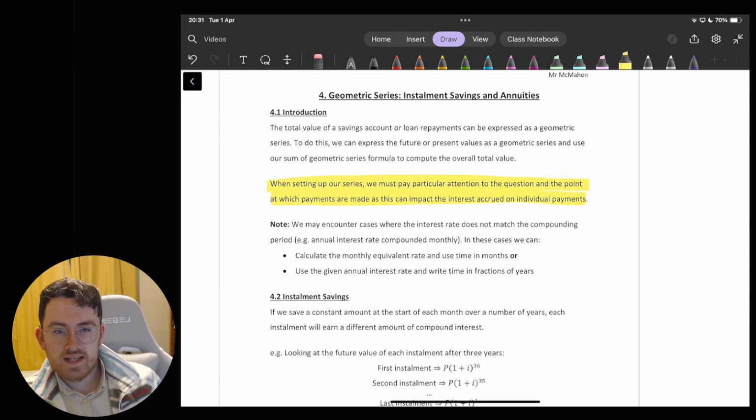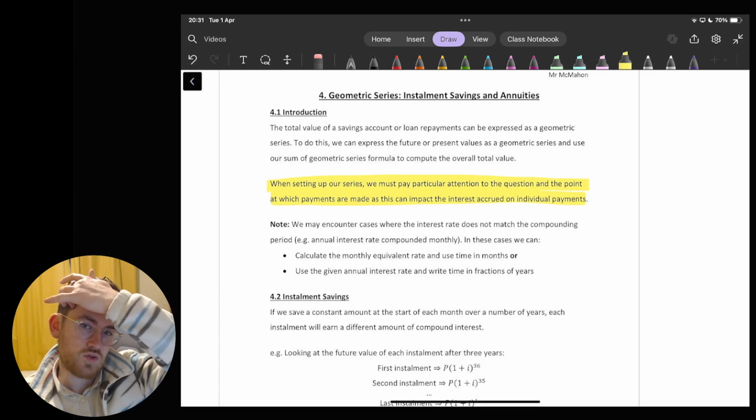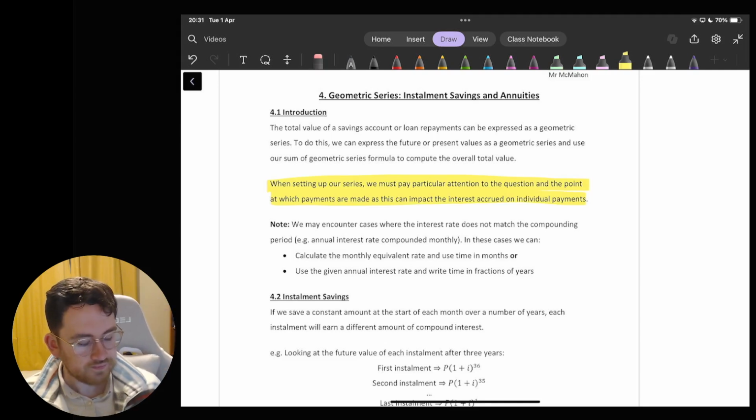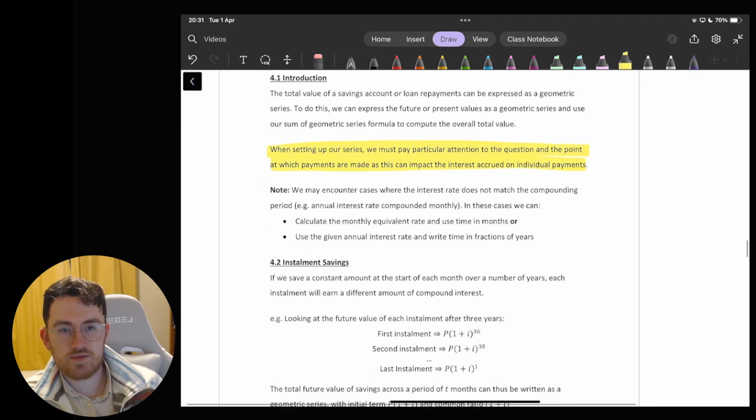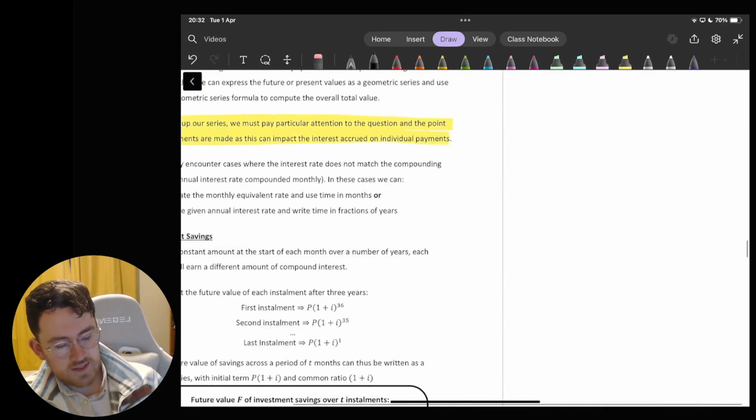The other place we look at is the monthly equivalent rate and all of these things that we've already looked at in previous sections, and how we can use all of those together now. So in terms of installment savings, say we're saving a constant amount at the start of each month over a number of years. Let's say, for example, I am saving €500 every month for a number of years.